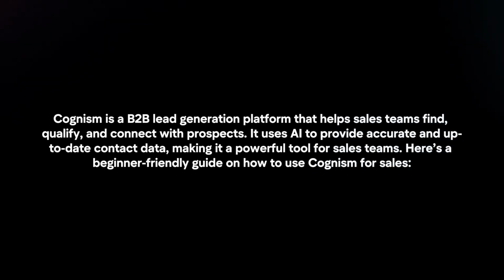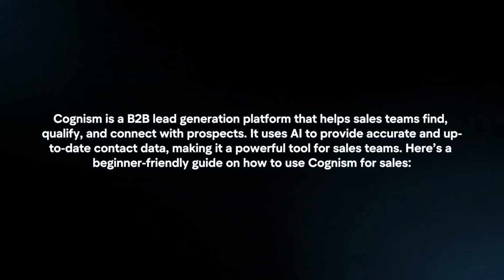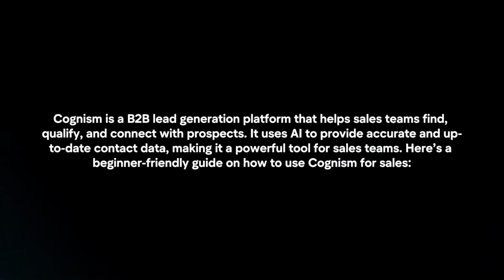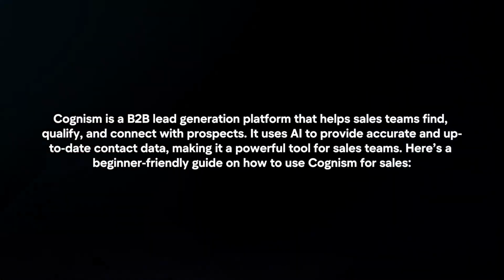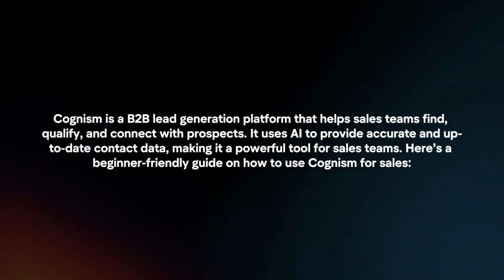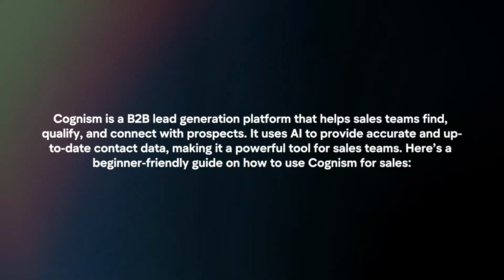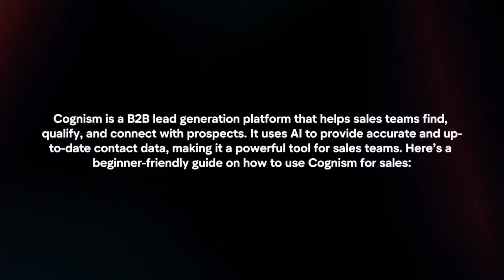Cognism is a B2B lead generation platform that helps sales teams find, qualify, and connect with prospects. It uses AI to provide accurate and up-to-date contact data, making it a powerful tool for sales teams. Here's a beginner-friendly guide on how to use Cognism for sales.